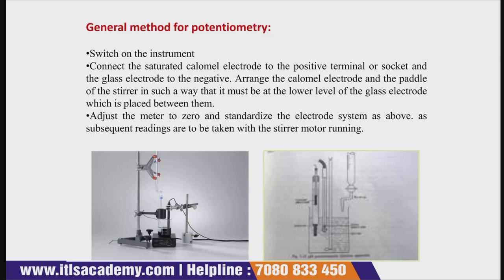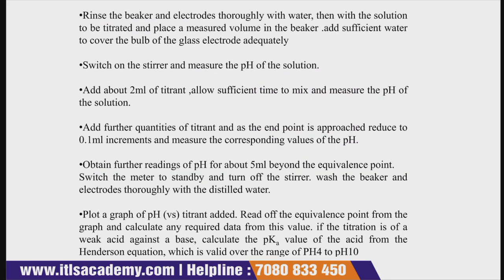So you have to adjust the meter to 0. You have to check what the reading of the meter is at the time you have switched on the instrument. So the meter reading should be at 20, and the electrode system should be standardized, as subsequent readings are to be taken with the stirrer motor running.